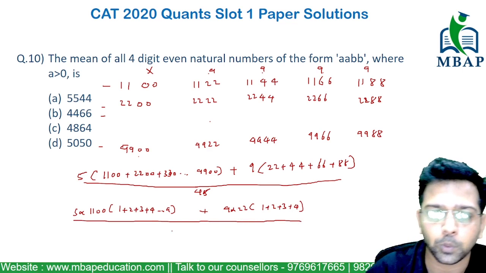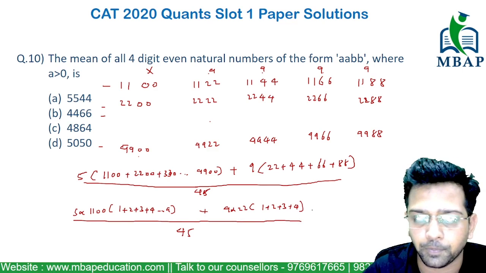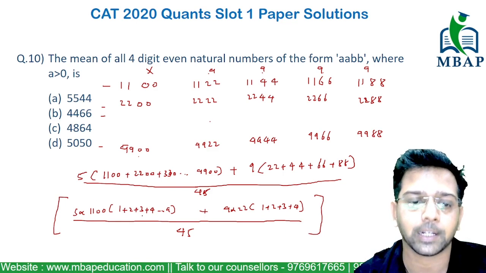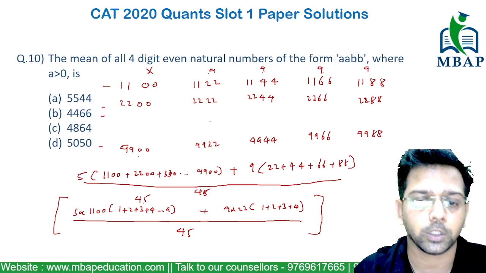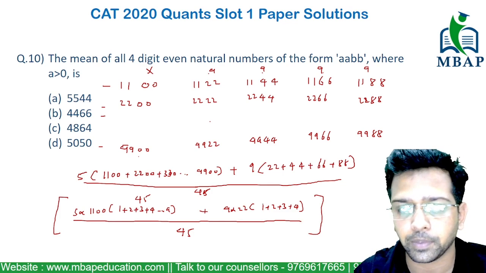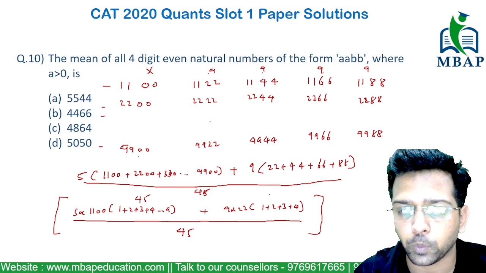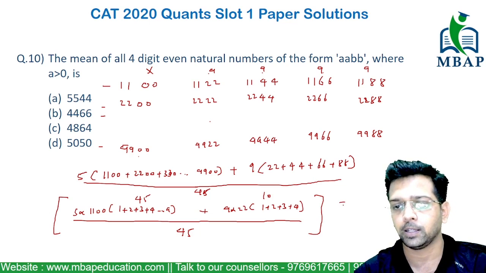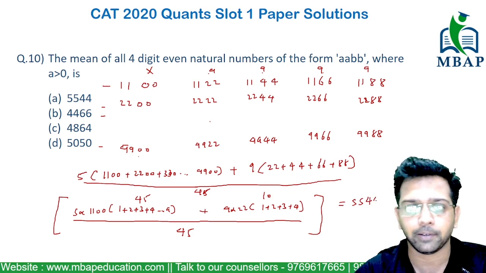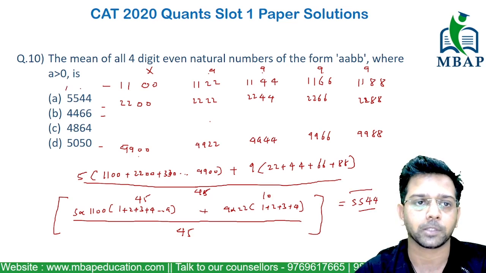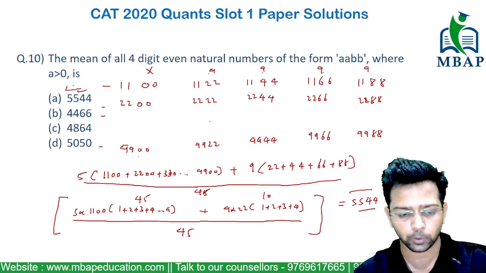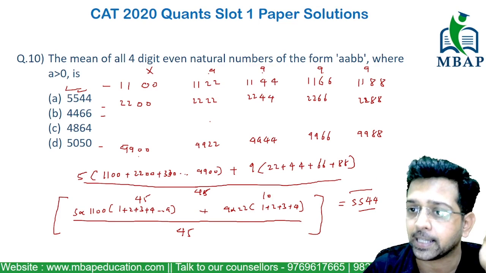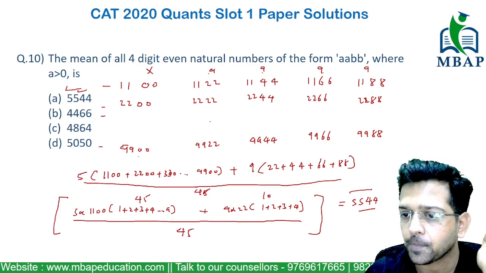My final expression will look as simple as the value we have here. Now from here onwards, all of you would be able to solve this question. The series of the first 9 natural numbers is equivalent to 45. So this will be 45 into 1100 into 5, plus 1 plus 2 plus 3 plus 4, which is 10, into 20 into 9, divided by 45. If you solve this, the final answer will come out as 5544, which is option number 1. So you have to solve in a very sequential, linear manner so that you get the answer right without making any mistake or error in this question.